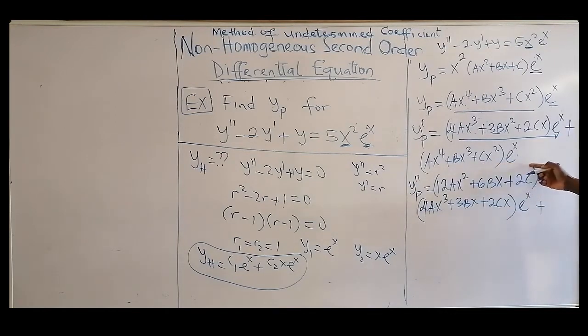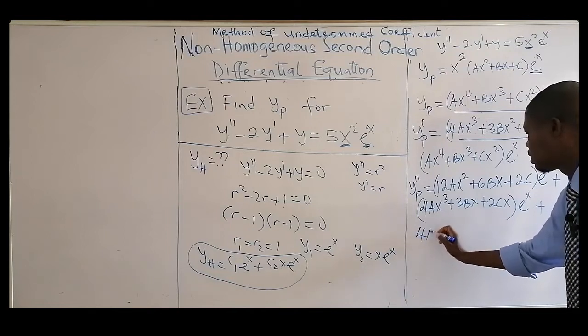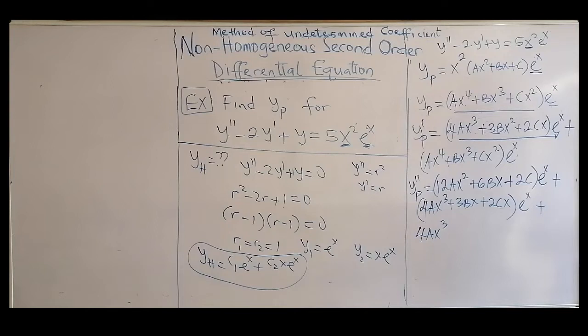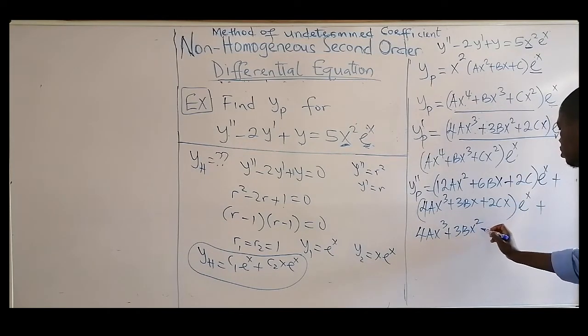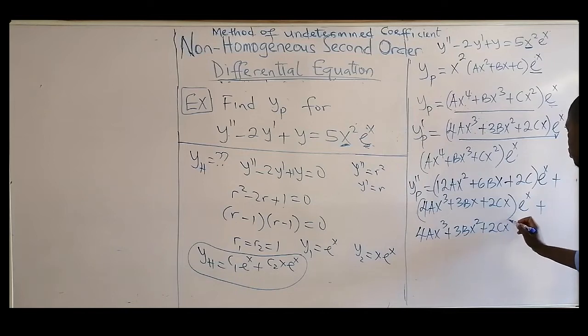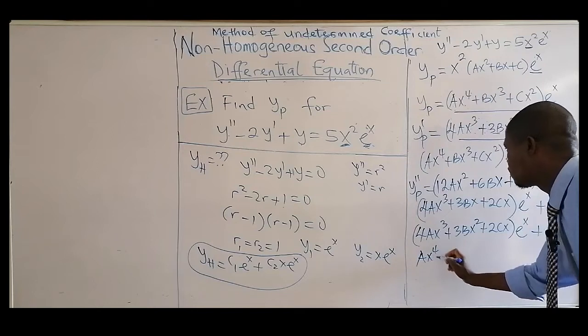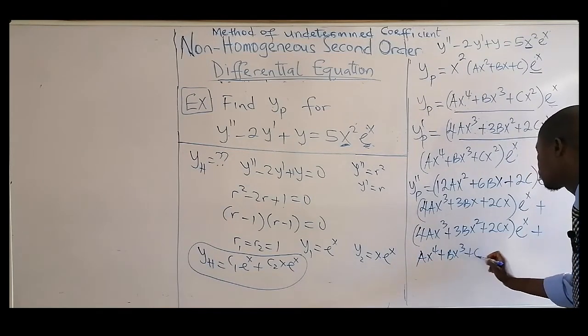Now comes the second part. Differentiate this one. That will be 4ax³ plus 3bx² plus 2cx, equal to what? eˣ. Then plus. Now differentiate the exponential. Why you keep this one constant? Plus eˣ(ax⁴ plus bx³ plus cx²).